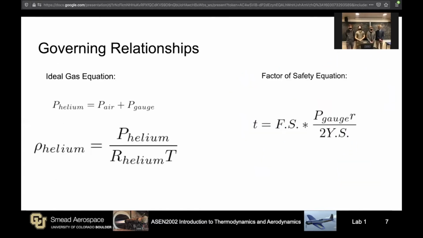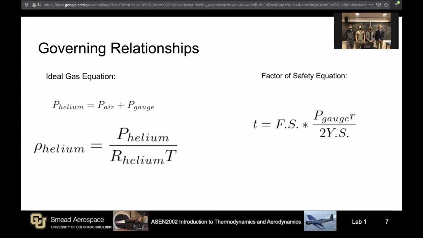And just as Travis mentioned, we used different equations to come up with this model. One of the equations we used is the ideal gas equation, and part of that is that the pressure of helium equals the pressure of the air plus the gauge pressure, and the density of helium equals the pressure of the air over the gas constant of helium times temperature.